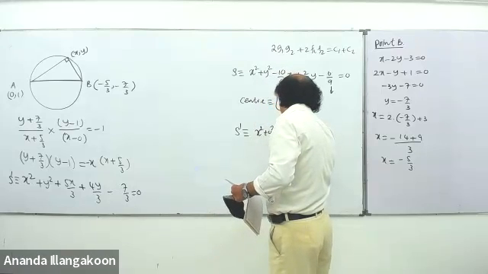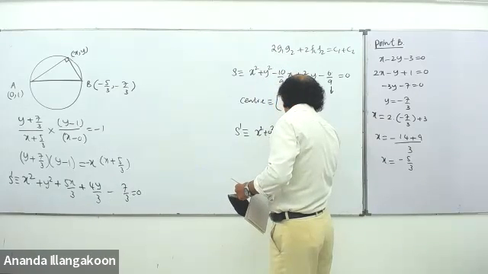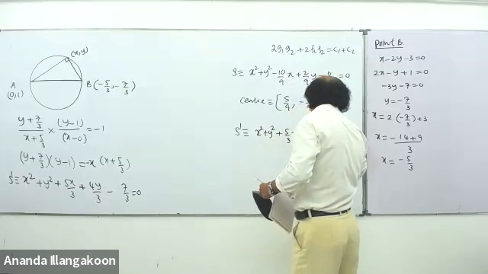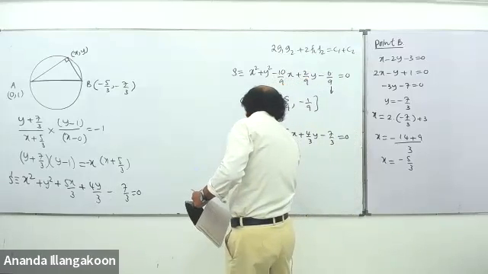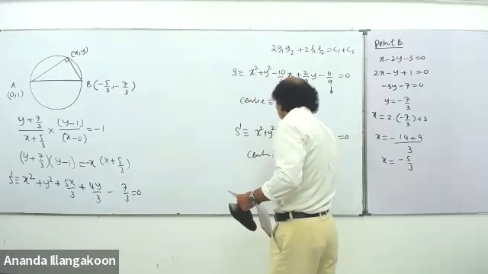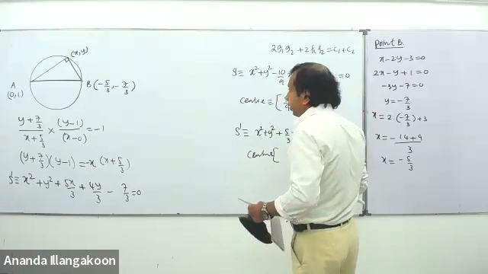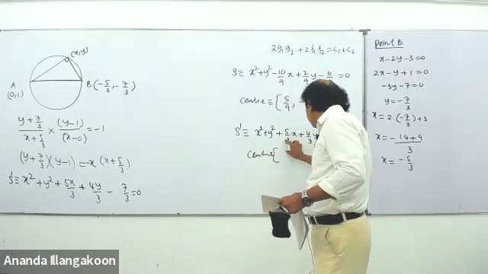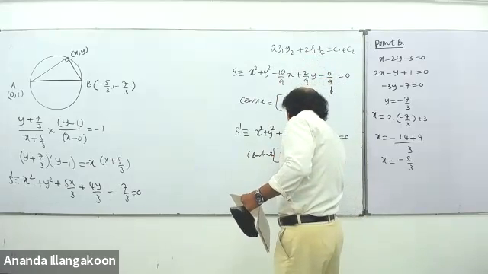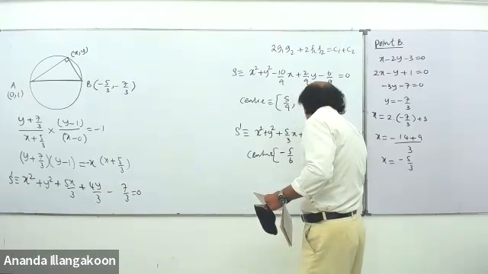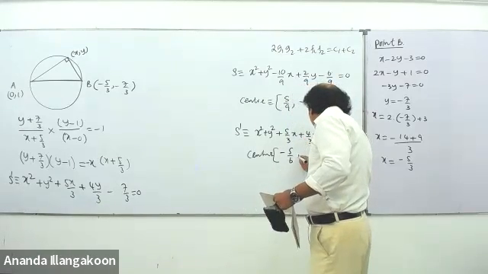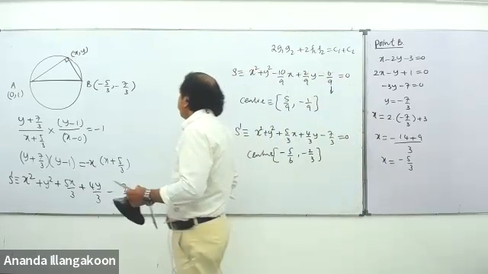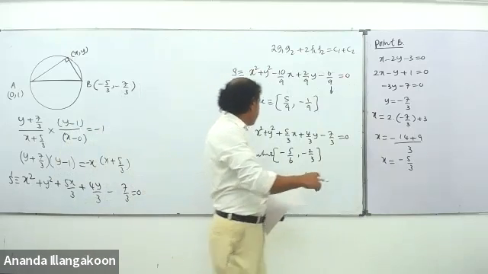5 by 3x, 4 by 3y, minus 7 by 3 equals 0. What is the center of this? Actual center we found, no? Earlier. Right. No. This center we didn't find, no? X coefficient should be divided by minus 2. What do you get? Minus 5 by 6. Y should be divided by minus 2. Minus 2 by 3. Okay. Then for this S dash, C is this.